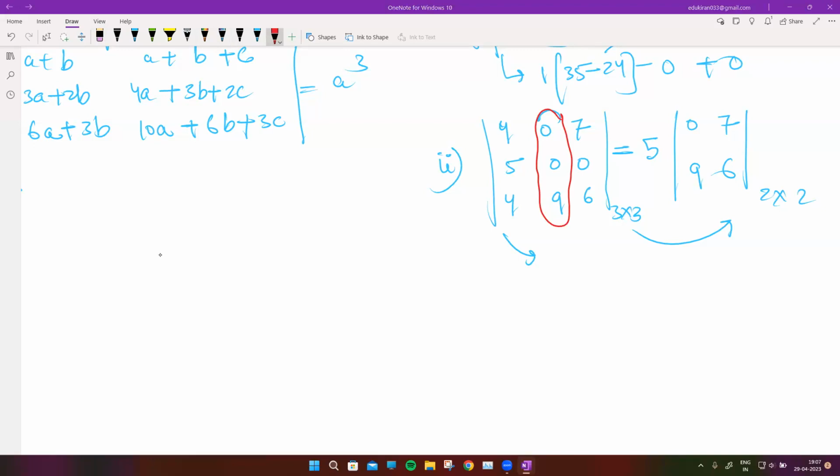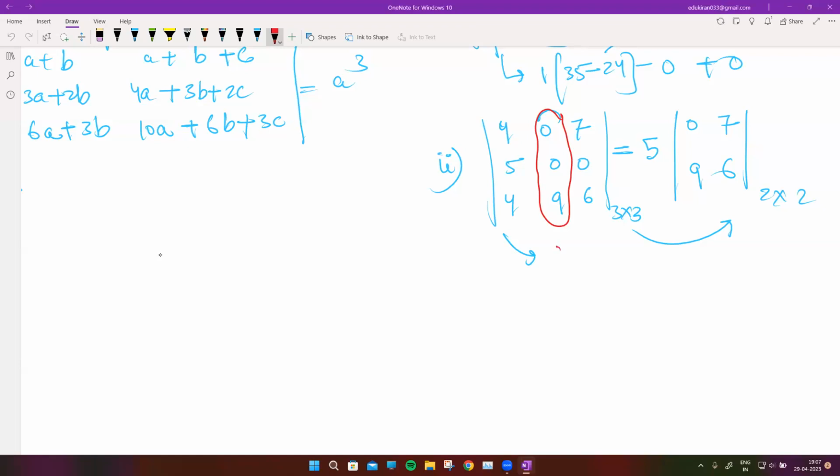Yes, 3. So in the second column, what is the non-zero element? First of all, tell me that. In the second column, what is the non-zero element? There are 2 zeros, right? 9. Yes, sir.